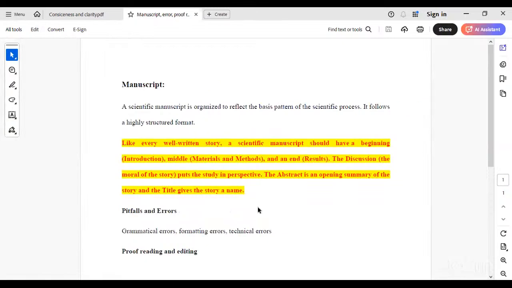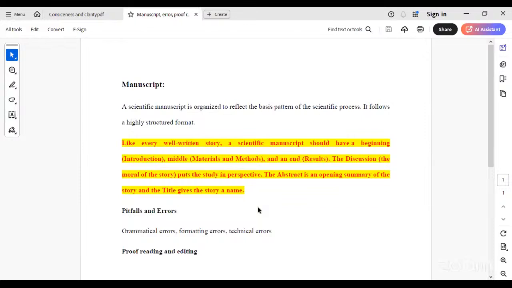Okay, welcome everyone. Today I'm going to relate my lecture from yesterday. Yesterday, we talked about the basics of scientific writing. We went through the key characteristics of scientific writing. We also talked about best practices and some types of scientific writing, at a very basic level.